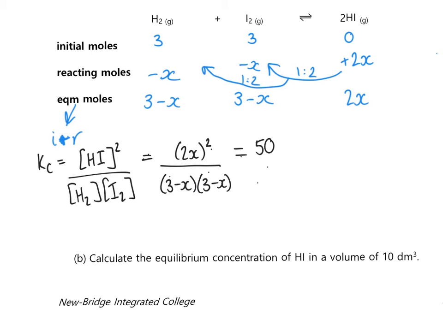Notice on the bottom I've got 3 minus x times 3 minus x. How can I simplify that? 3 minus x squared. Great. So I'm going to write it and then I'll ask you if you're happy with it. I'm going to keep 2x squared at the minute.